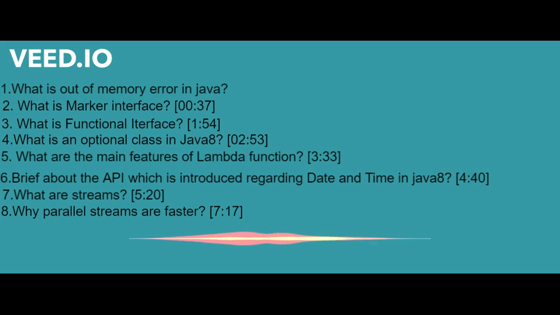And what is a marker interface? A marker interface is something which doesn't have any methods declared in it, only a definition, meaning only a name of that interface is given, right? So let me give you an example of the Runnable interface. That is a marker only, because this is just an interface.